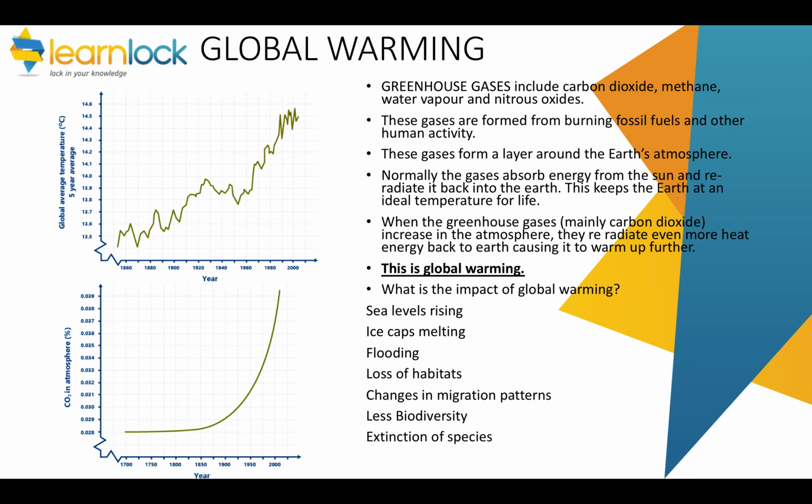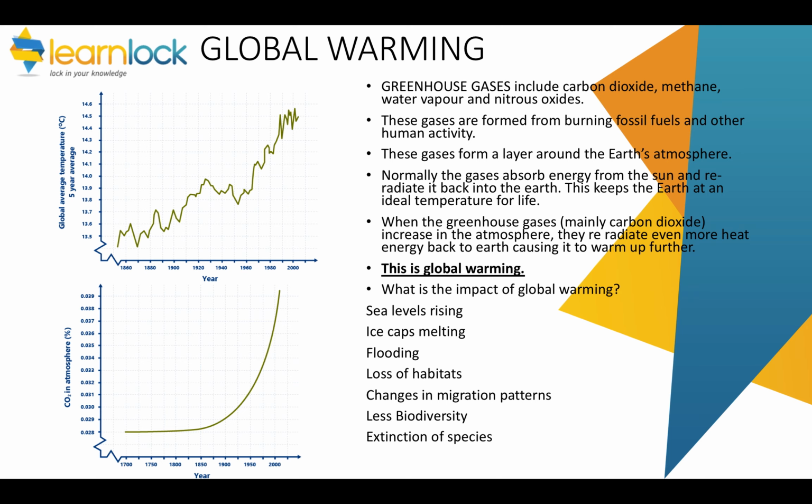So, global warming. This is something that you will need to know about, but you also need to explain what it is. So, global warming is caused by greenhouse gases. So, greenhouse gases are things like carbon dioxide, methane, water vapour, nitrous oxides. The main gases are carbon dioxide and methane.